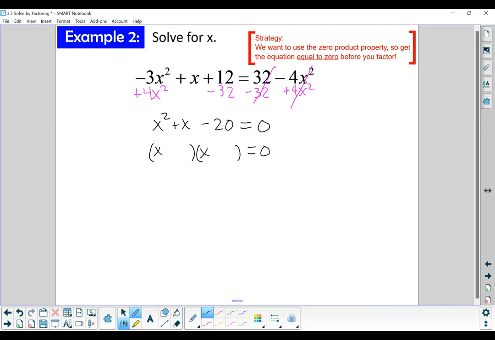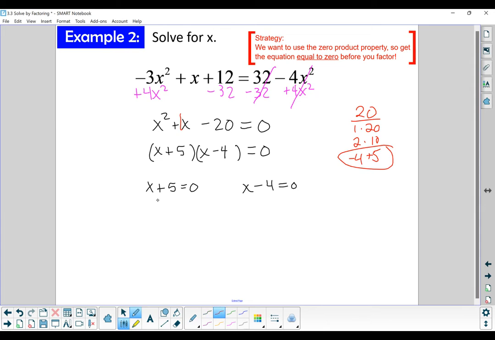These two factors are each going to lead with an x. We're thinking about that number 20 over on the side. I'm going to write out the factorizations of 20. 1 times 20, 2 times 10, 4 times 5. We're trying to get a middle term of 1, so we're going to use this combo with a positive 5 and a negative 4. So we have x plus 5 times x minus 4. So we have two solutions. One solution comes from x plus 5 equals 0, and one solution comes from x minus 4 equals 0.